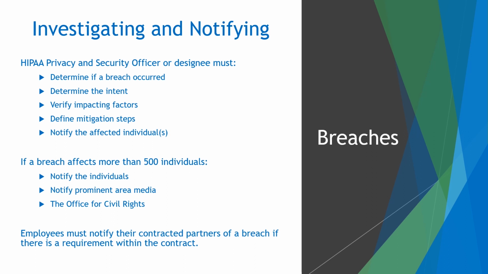The HIPAA Privacy and Security Officer is also responsible to notify affected individuals. And if the breach affects more than 500 individuals, they are responsible to notify the individuals, prominent media in the area, and the Office of Civil Rights. If defined in a contract, the SRHD employee designated as point of contact is responsible to ensure they notify the appropriate agency in the correct amount of time if a breach has occurred.